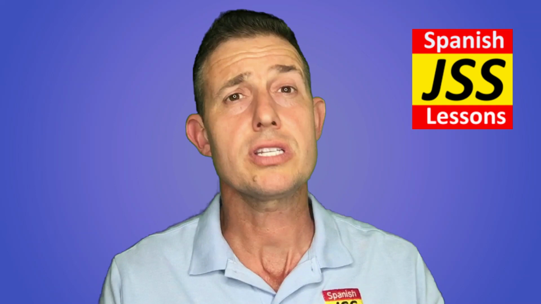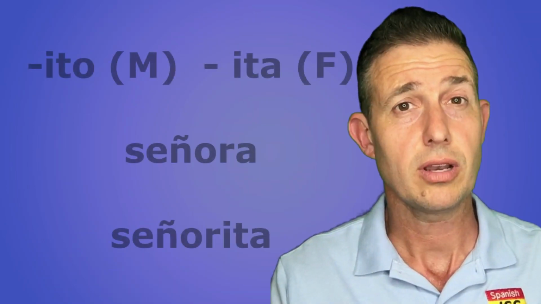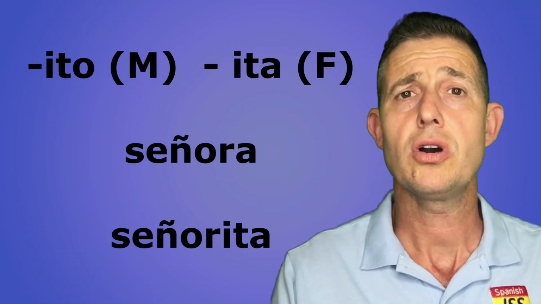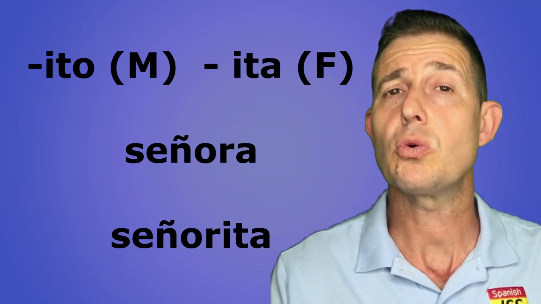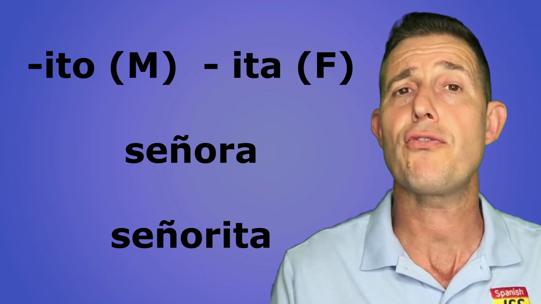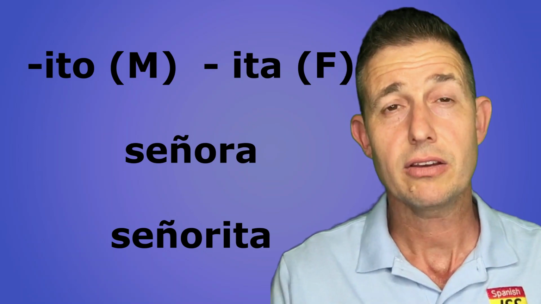I'm sure you will know señora is a lady in Spanish, and a señorita is a little lady, young lady. So "ito" on the end, as we've used before, has become "ita." So why has it become "ita"? Because it's the feminine version. "Ito" is the male, "ita" with an A is the female.